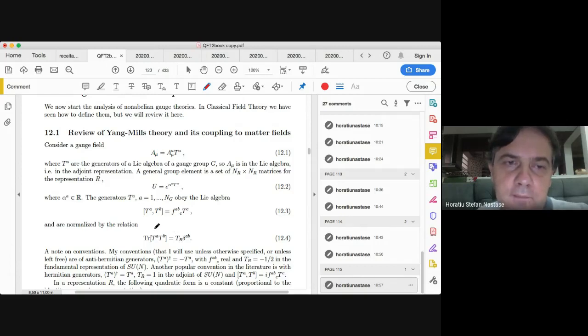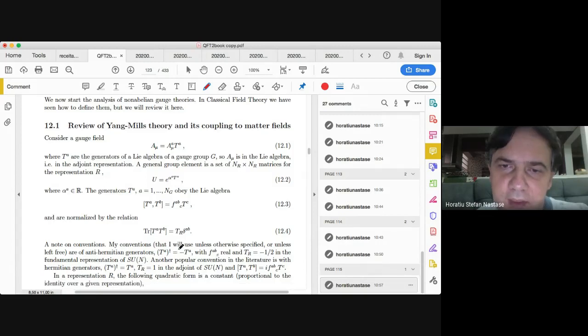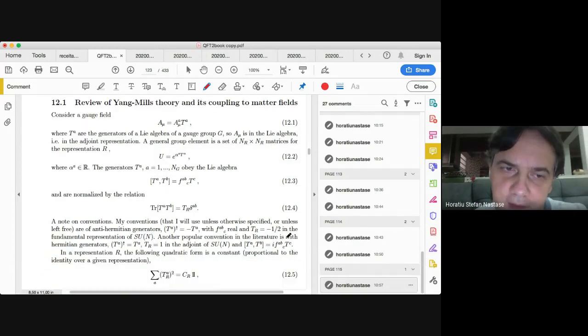And in general, the normalization relation for the generators is trace T_A T_B equal to delta_AB times a constant T_R. The convention that I use is that T_R is minus a half for the fundamental representation.